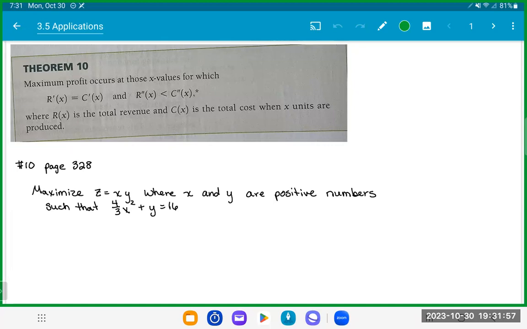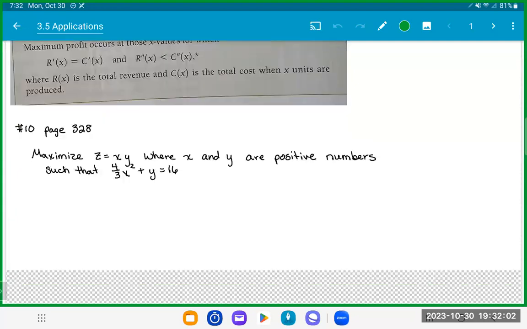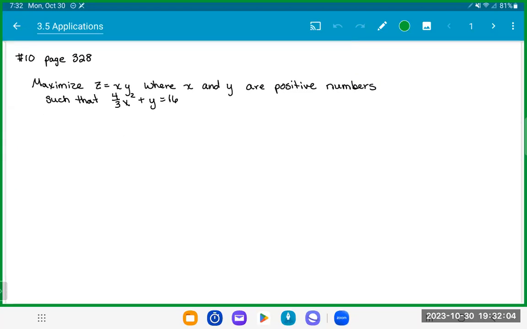Okay. So for this one, we're going to look at a maximized problem. It is on page 328 of your textbook, if you're following along, and it is number 10. So for this one, we really just want to maximize z equals x times y, where x and y are both positive numbers, such that 4/3 of x squared plus y is equal to 16.